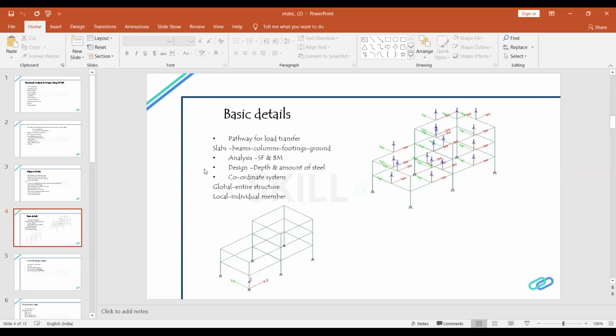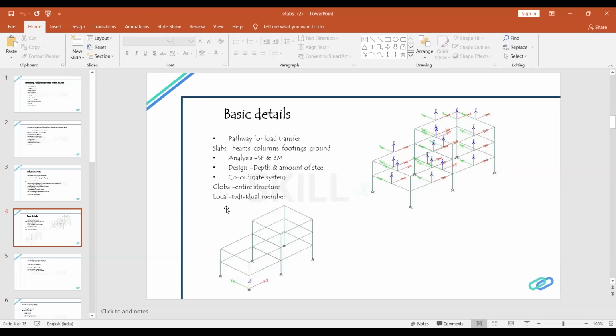The most important one is the coordinate system. ETABS has two coordinate systems. One is the global coordinate and another one is the local coordinate. If you just see the first diagram, which is below on the PPT, which has only one coordinate, that is the X, Y, Z arrow. I just mean that below diagram.